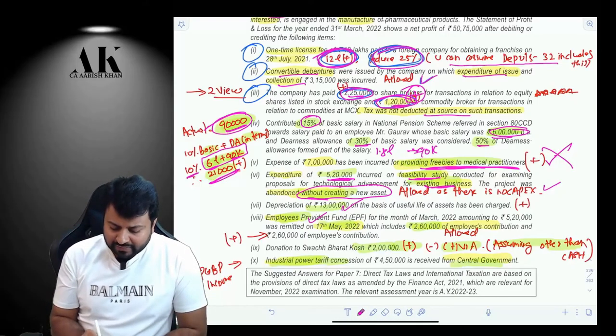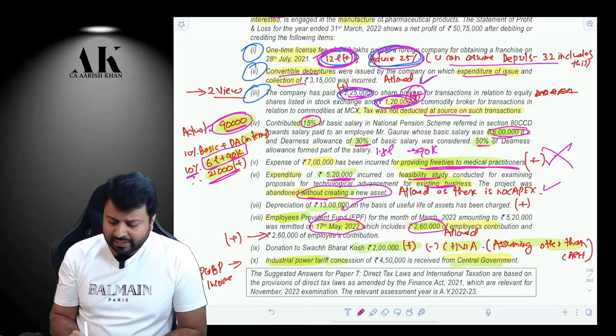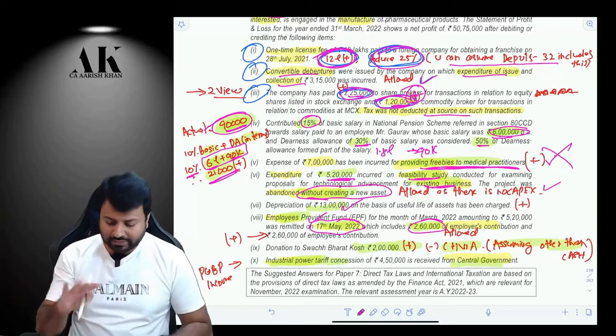Employees' provident fund, which is paid after 15 days, will be disallowed. And the employer contribution, which is paid till the due date of filing of return, will be allowed. Okay, there is no harm in that.